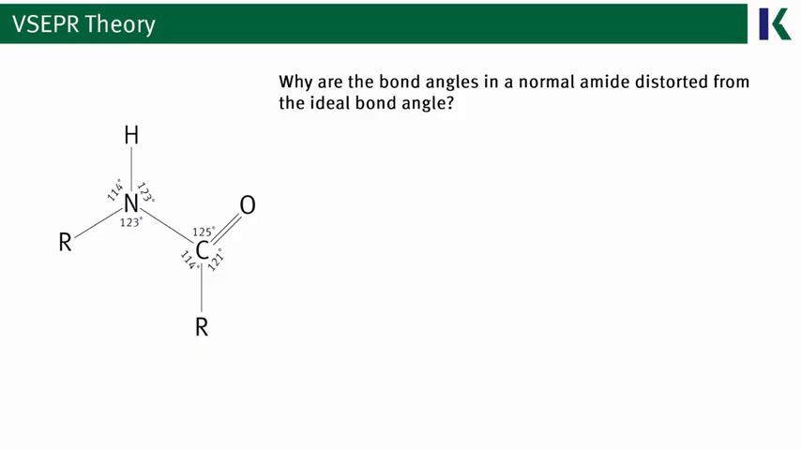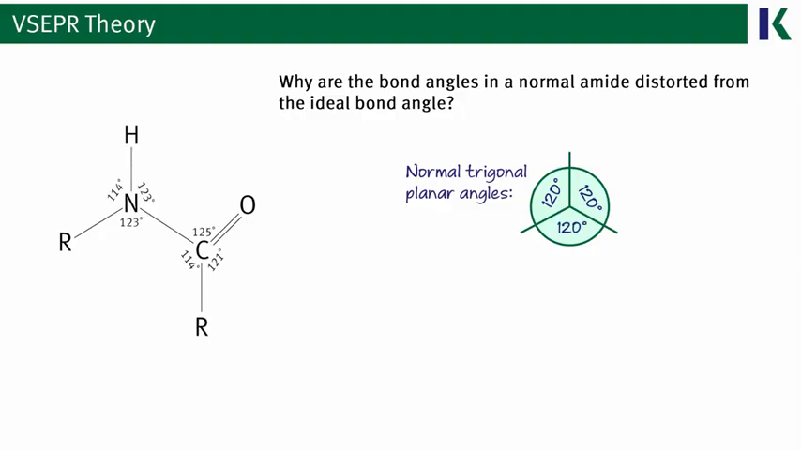Another factor that normally strengthens this bond is the geometry around these bonds. We're asked here why the bond angles in a normal amide are distorted from ideal, but what we're going to see is that the distortions actually help the amide in this particular case. Let's start with the ideal bond angle though. And take a moment and answer this question. What is the normal bond angle in a trigonal planar geometry? The normal bond angle in trigonal planar geometry is 120.